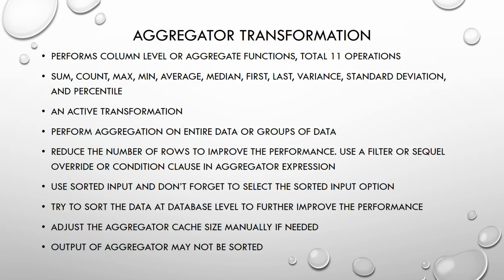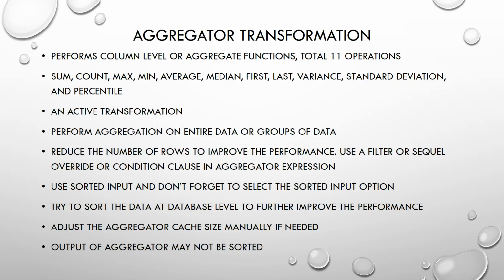Secondly, it is an active transformation, because it changes the number of rows. Finally, when you use aggregator, you must think about session performance. The most basic way to improve the performance of an aggregator is to reduce the number of rows it has to process. Use a filter or a SQL override to reduce the number of rows. The number of rows can be further reduced by using conditional clauses in your aggregator expressions.